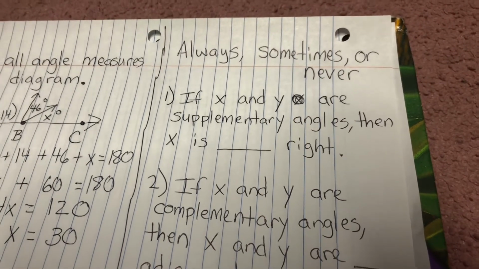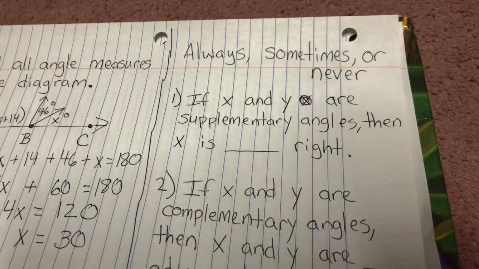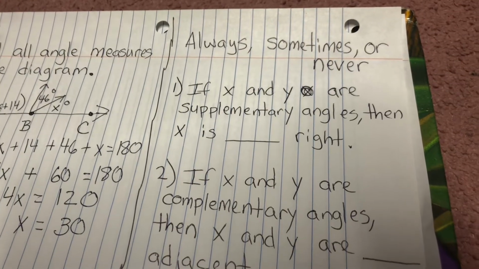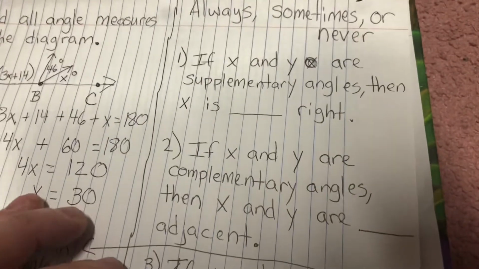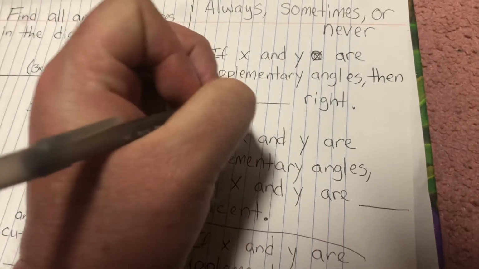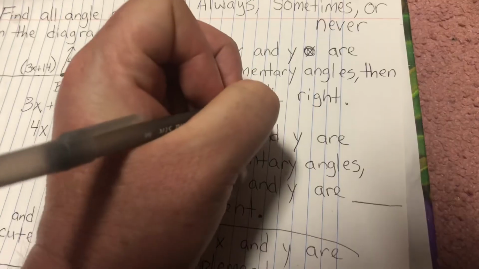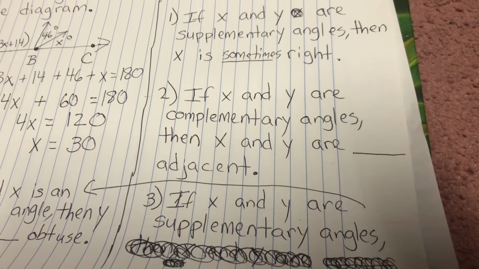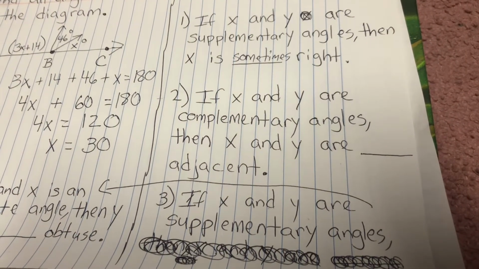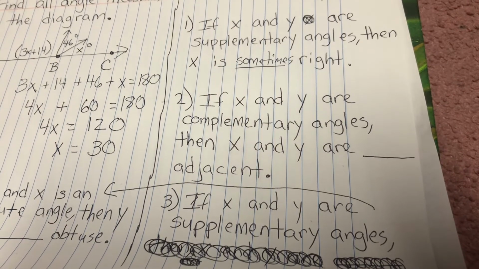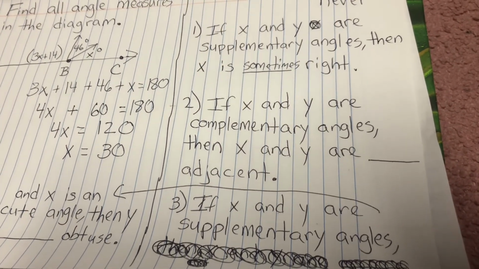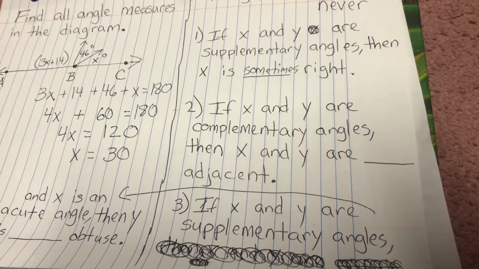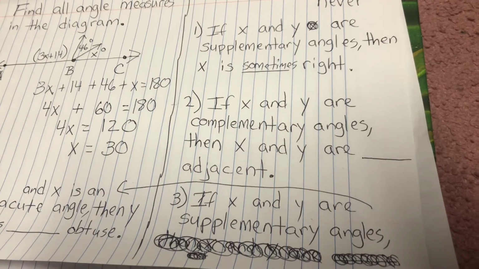And then y would also have to be 90 degrees, because x plus y then, 90 plus 90 would equal 180. But x doesn't have to be a right angle, but it could be. So this would be x is sometimes a right angle. If x and y are complementary angles, remember, that means they add together and they equal 90 degrees. Okay? Then x and y are adjacent, meaning that they share a side and that they have the common vertex.